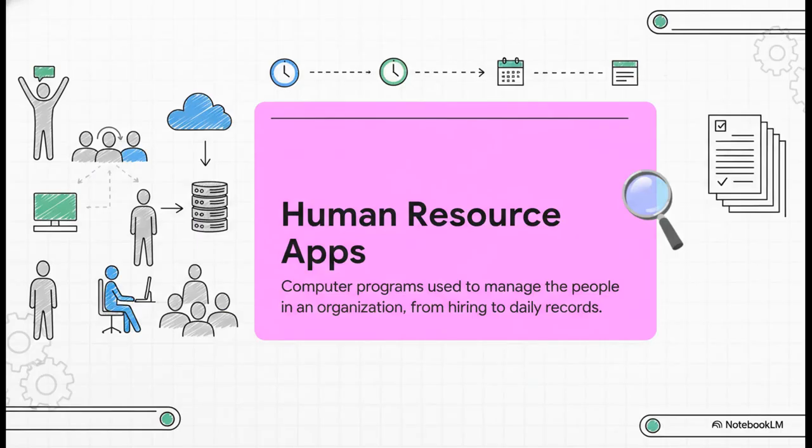First up, the people. Human resource, or HR, applications are the digital tools that manage the entire life cycle of an employee. From finding the perfect engineer for the job to making sure they're on the factory floor at exactly the right time, these programs organize the most valuable asset any company has.